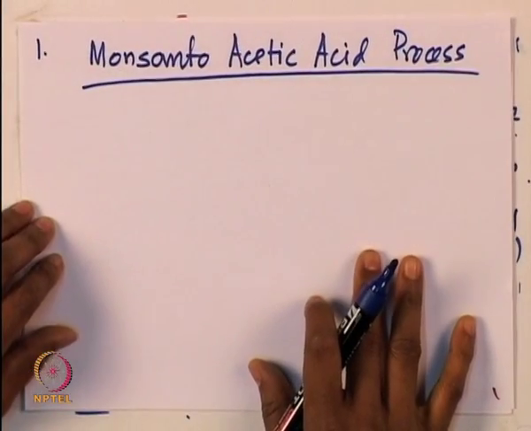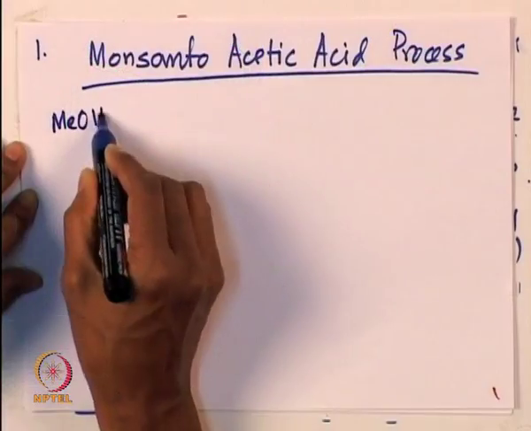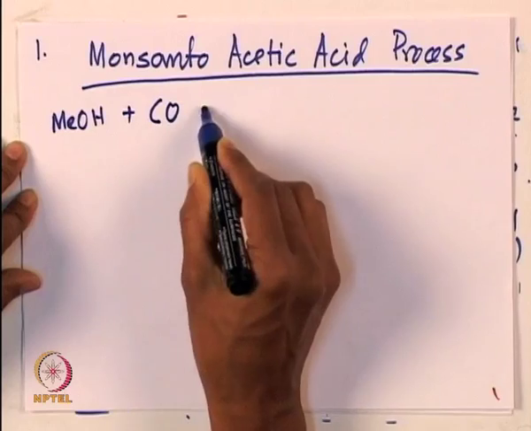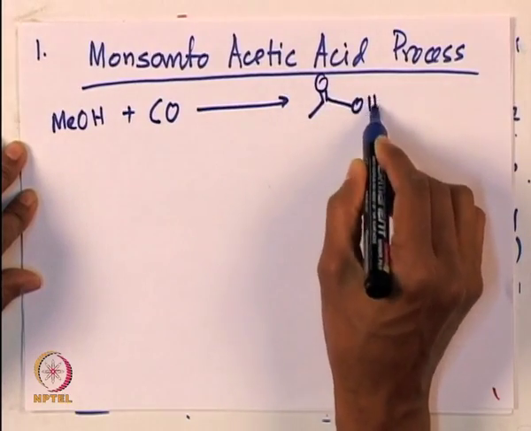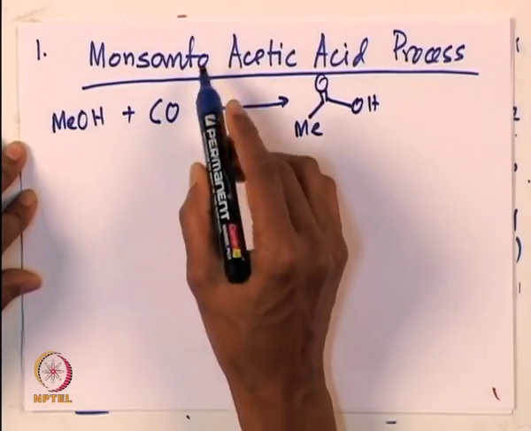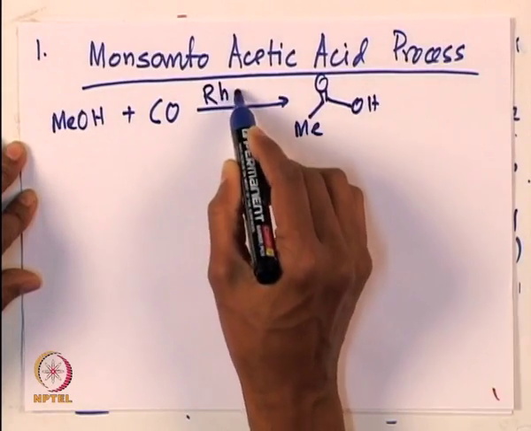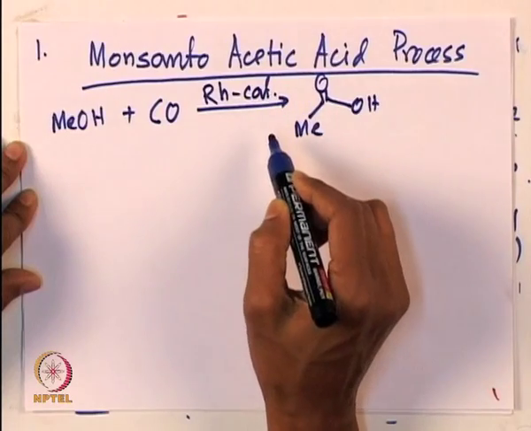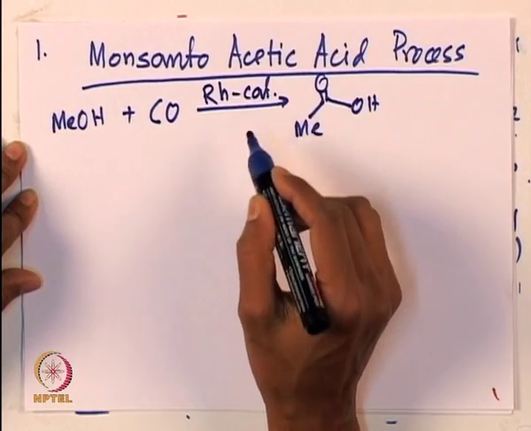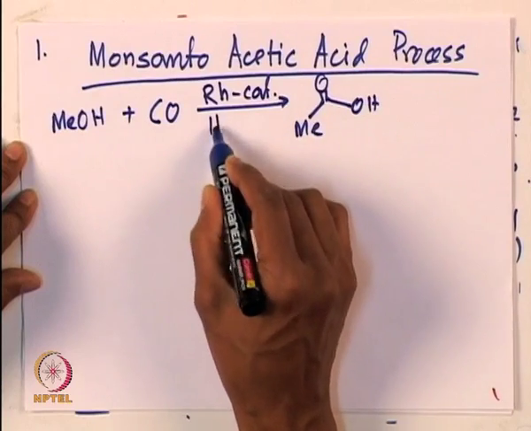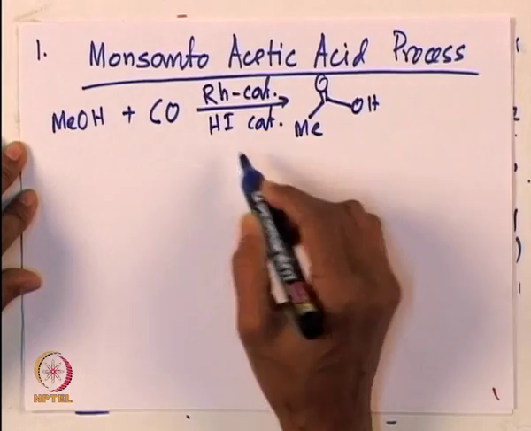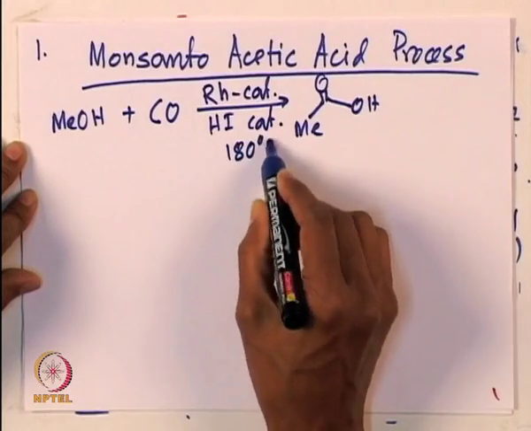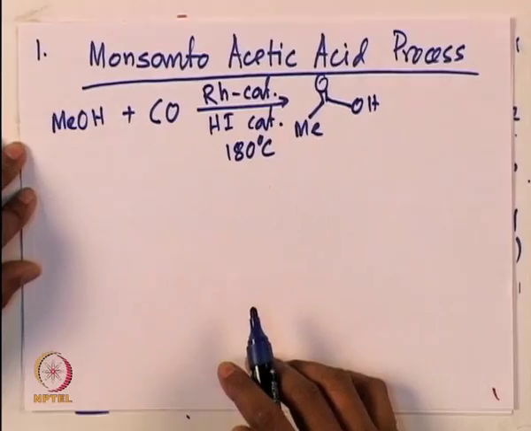The Monsanto acetic acid process is the conversion of methanol plus carbon monoxide into the corresponding acetic acid, right. Now traditionally or historically rhodium catalyst has been used, but industrially nowadays iridium catalyst is used. You also need a catalytic amount of HI, and the reaction temperature is 180 degrees centigrade.